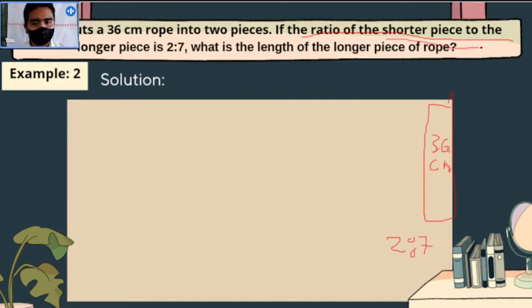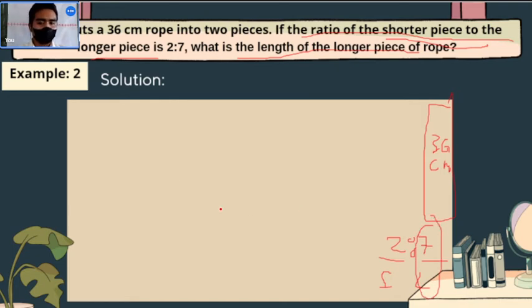The shorter piece to the longer piece, which is our first term. What is our first term? The shorter piece, correct. So this is our shorter piece, 2, and the longer piece is 7. Now we have the shorter piece and the longer piece, S and L. The question is, what is the length of the longer piece?